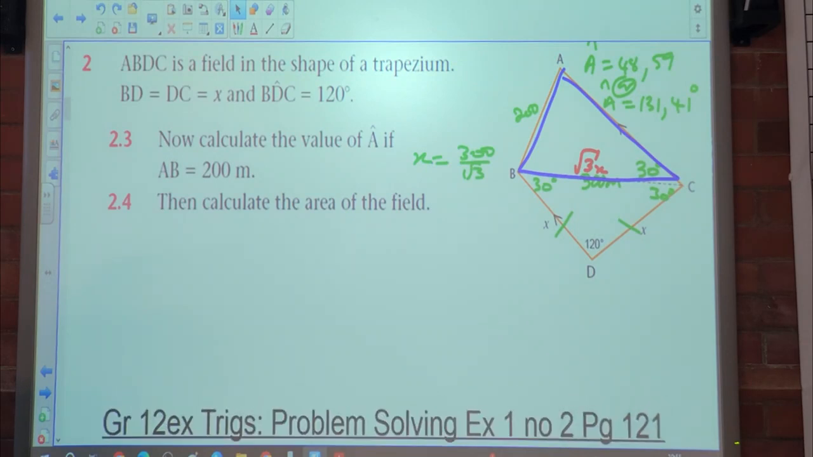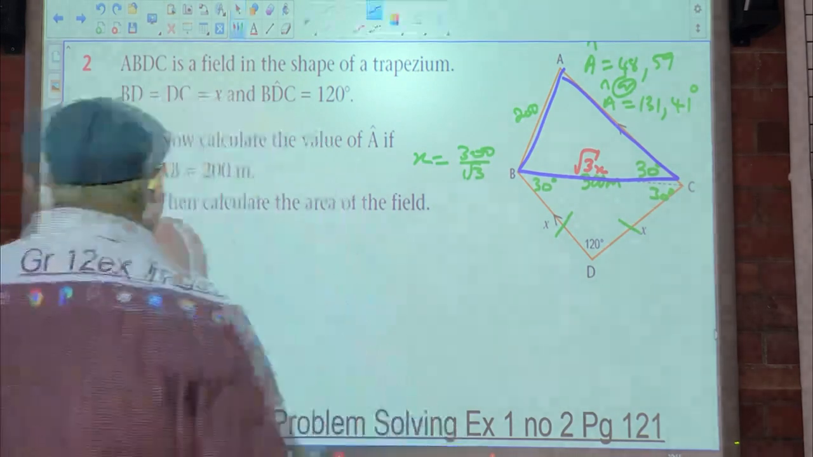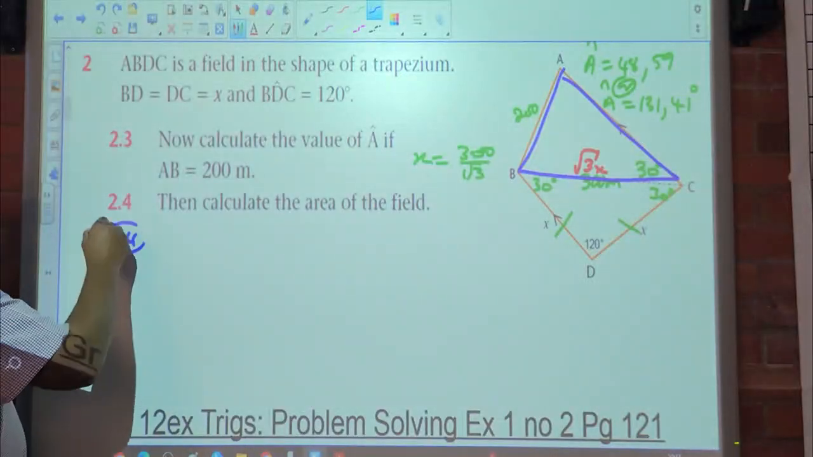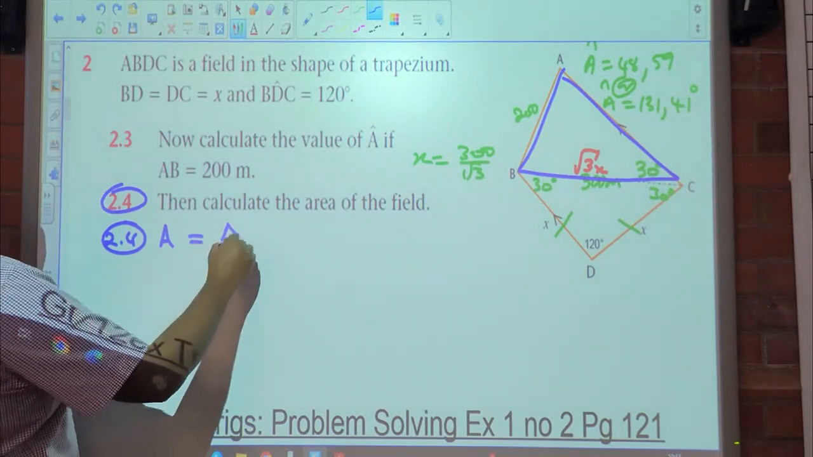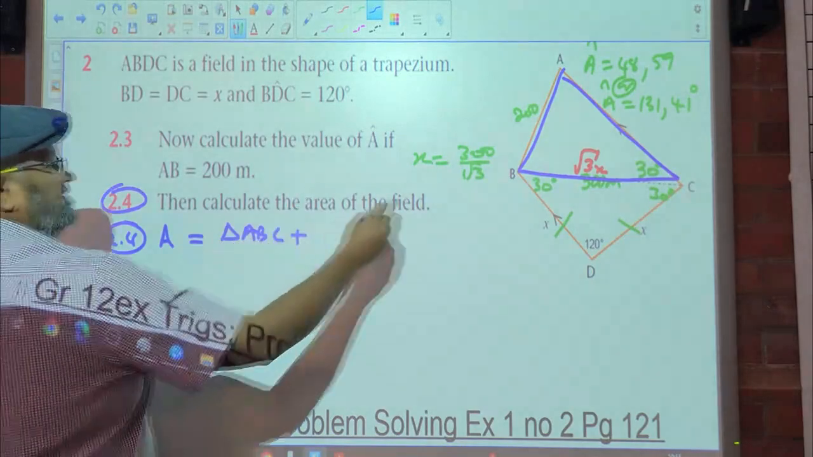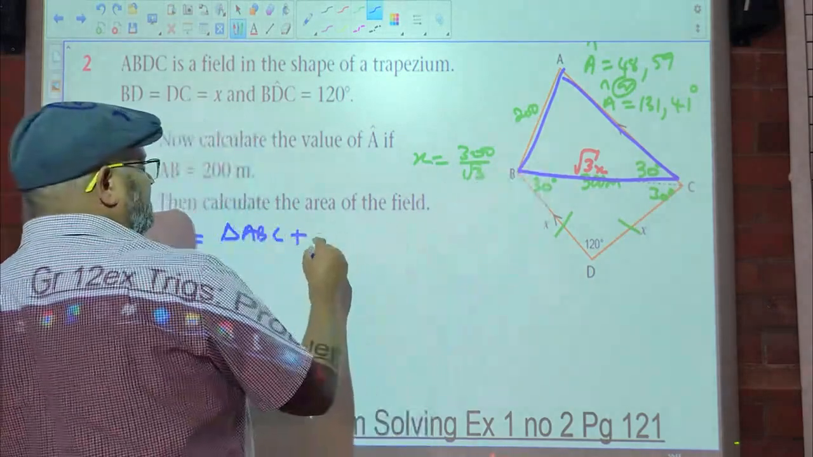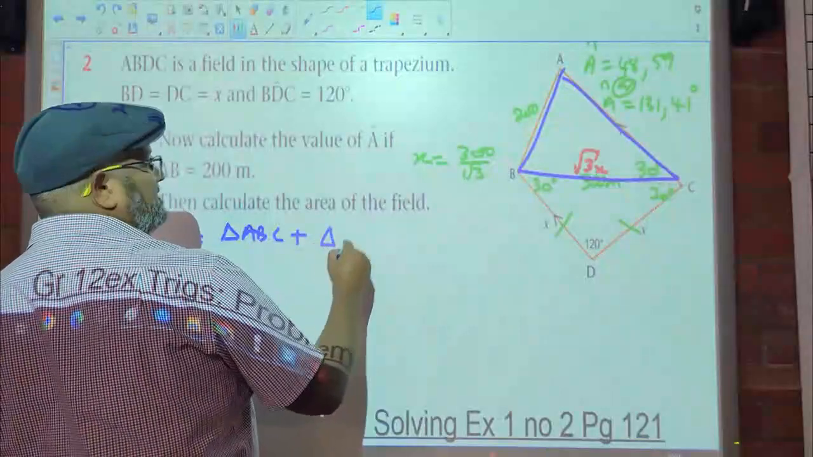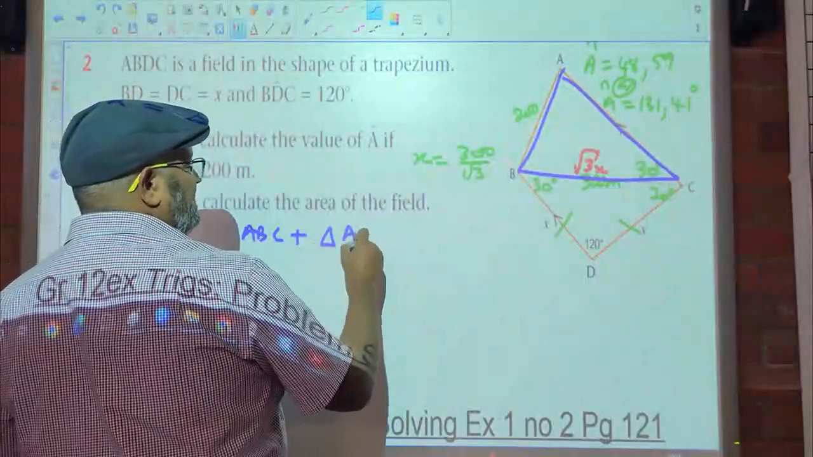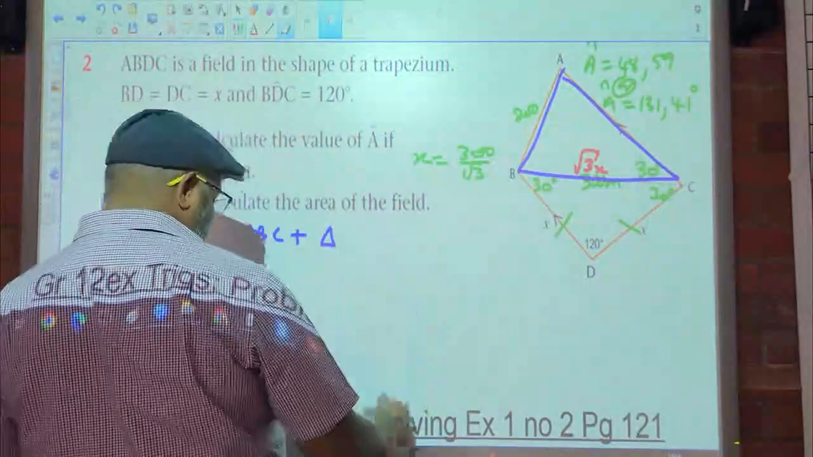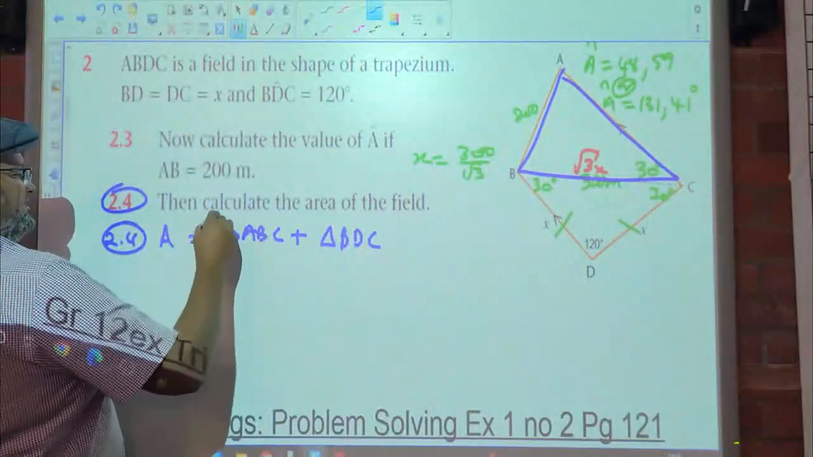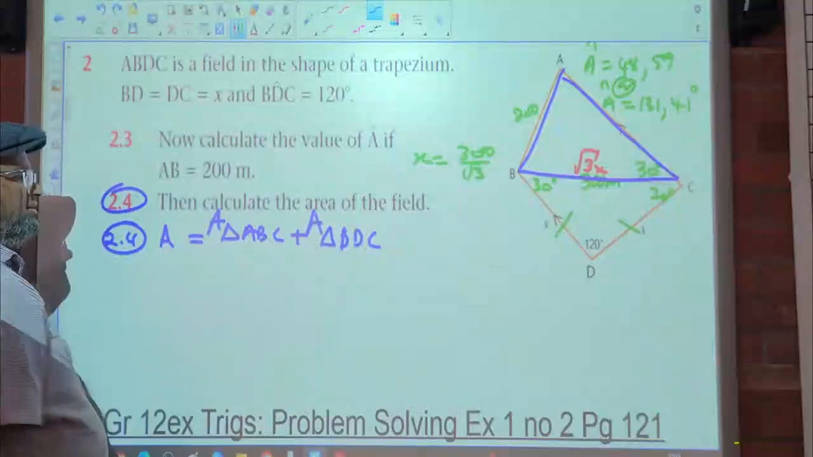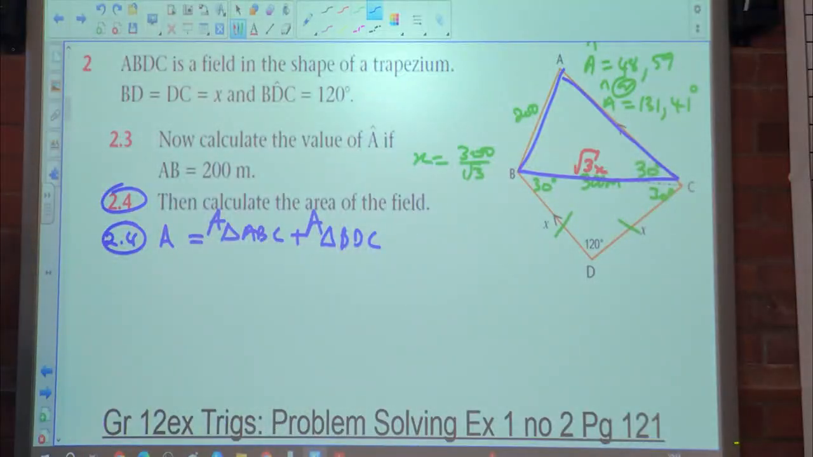The next question says, then calculate the area of the field. So for the area of the field, people, the area is going to consist of the area of triangle ABC plus the area of triangle BDC. Okay, this is the area of triangle ABC plus the area of triangle BDC.